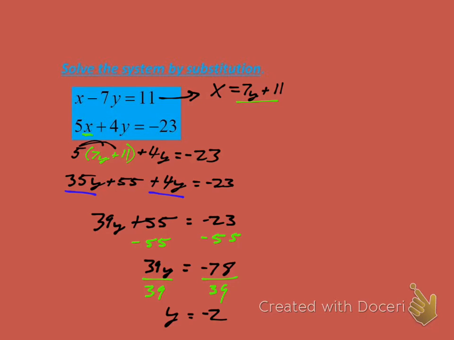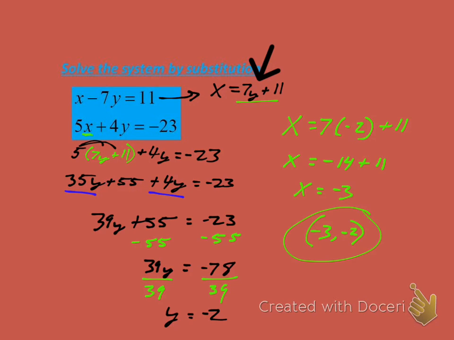Now you can take that -2 and plug it in to that y. So then x equals 7 times -2 plus 11. So x equals -14 plus 11, so x equals -3. And then write them. Order pair them up, -3, -2.